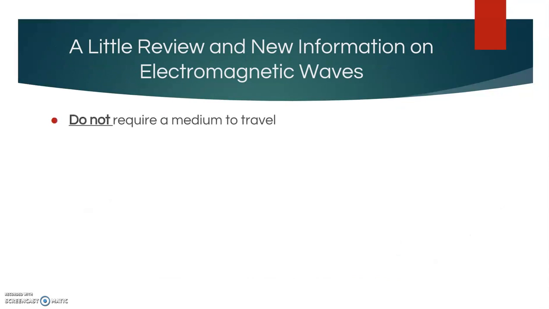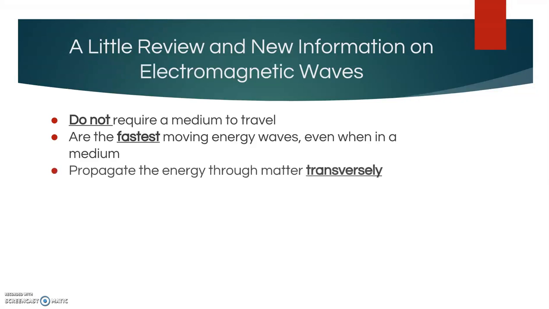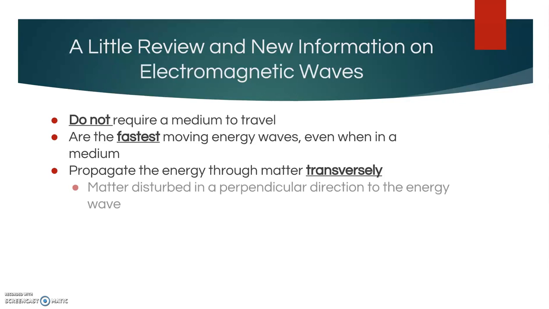So some facts that we have already learned. Electromagnetic waves do not require a medium to travel. They also are the fastest moving energy waves, even when they are in a medium. They propagate the energy through matter transversely. And just to refresh your brain on that, that means that when an energy wave is moving through matter, it disturbs the matter in a perpendicular direction to the way that the energy is moving.